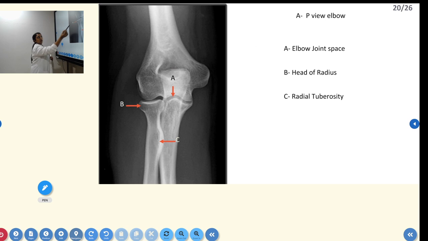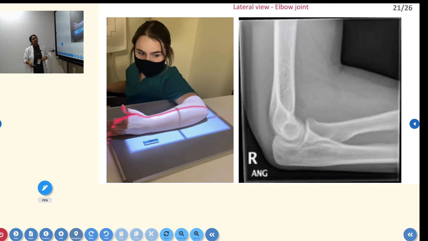Now here, this is again showing the elbow joint space, A being the elbow joint space. And other thing that you can notice here, this is the head of the radius, and this is the radial tuberosity. Now you can see that the head of the radius and this radial tuberosity are partly overlapping the ulna. So these are the things that you can notice in an AP view elbow.